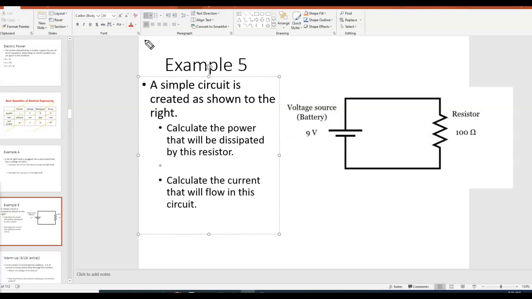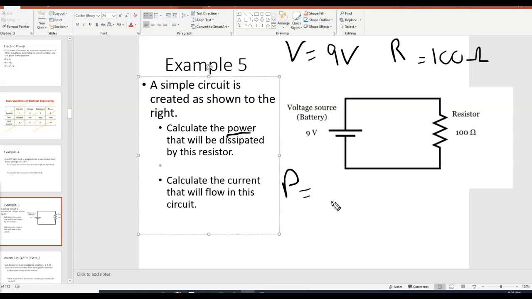Okay, so again, start with identifying your givens. We have V equals 9 volts, R equals 100 ohms. And so if we want to find power, we need to use an equation for power that has V and R in it. If you look at your list of equations, it's the equation that looks like this: P equals V squared divided by R. We can't use one of the other equations because we don't have current, not yet. So P equals V squared over R.